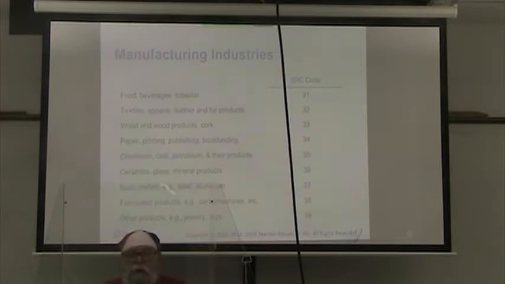All right, so the authors give us a list of manufacturing industries: food, textiles, wood, paper, chemicals, ceramics, basic metals, fabricated products, other products, and the International Standard Identification Code for those here.